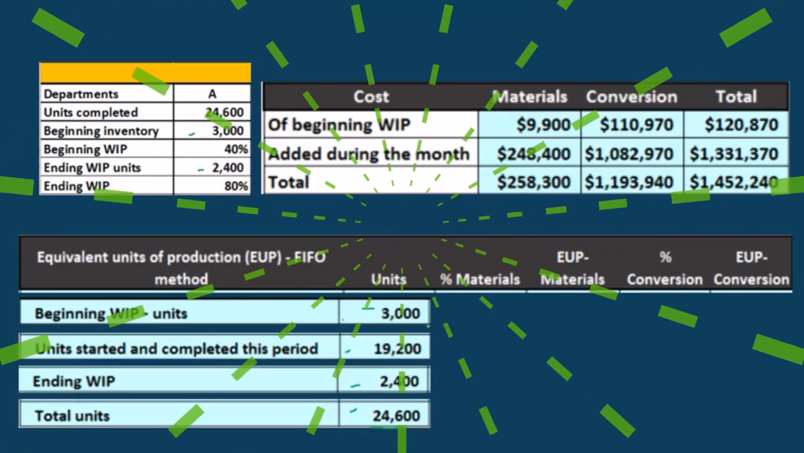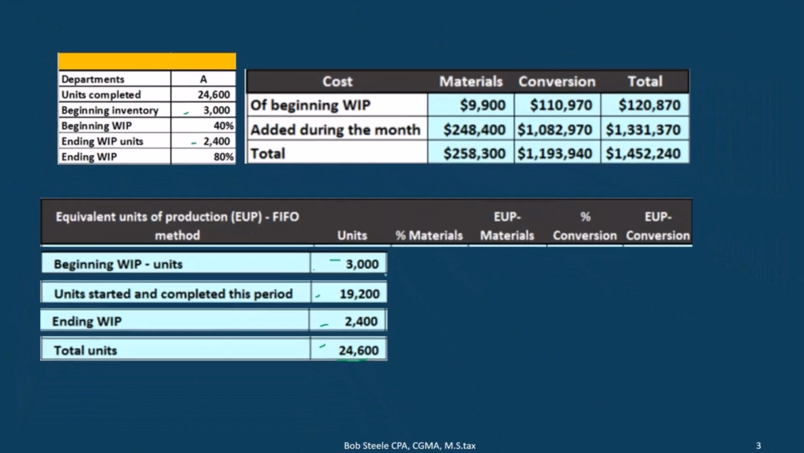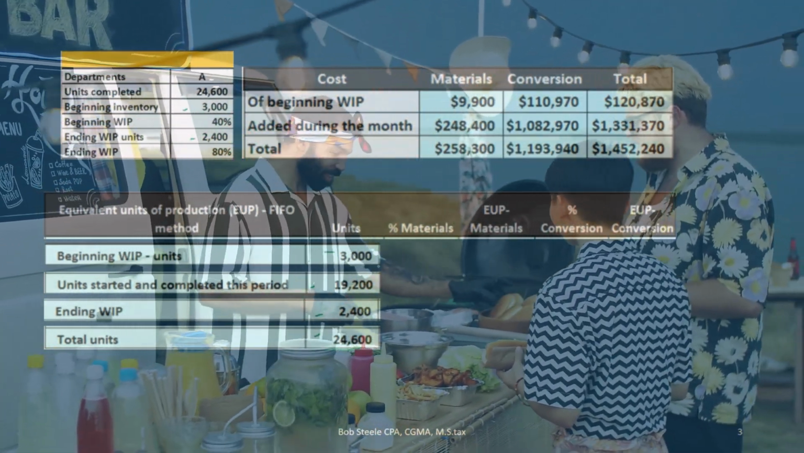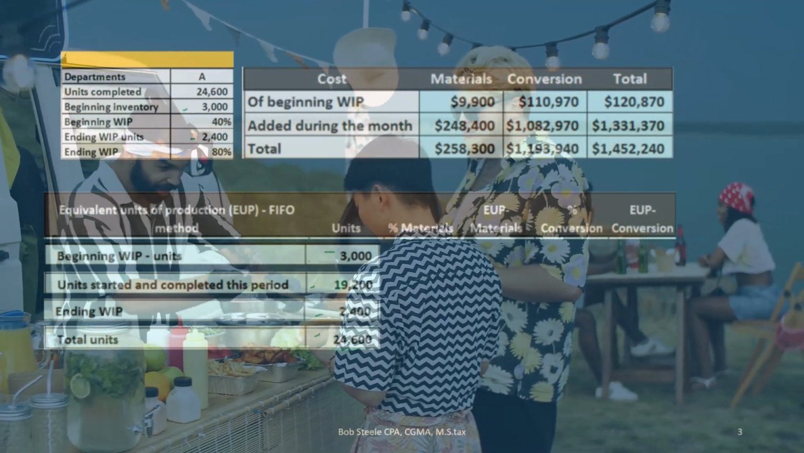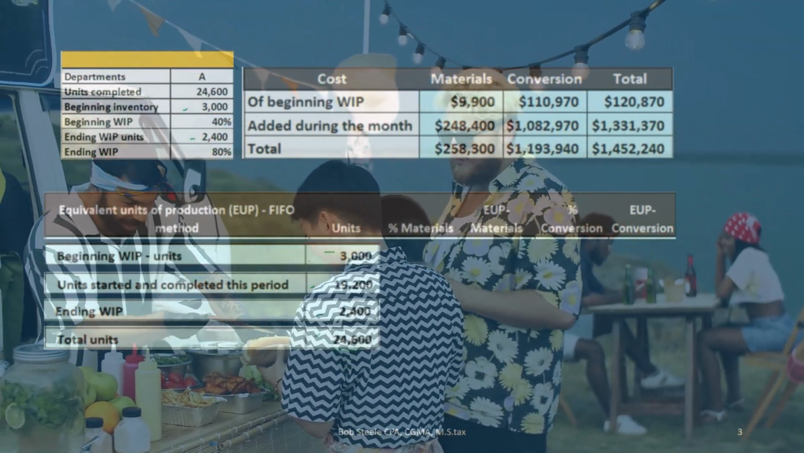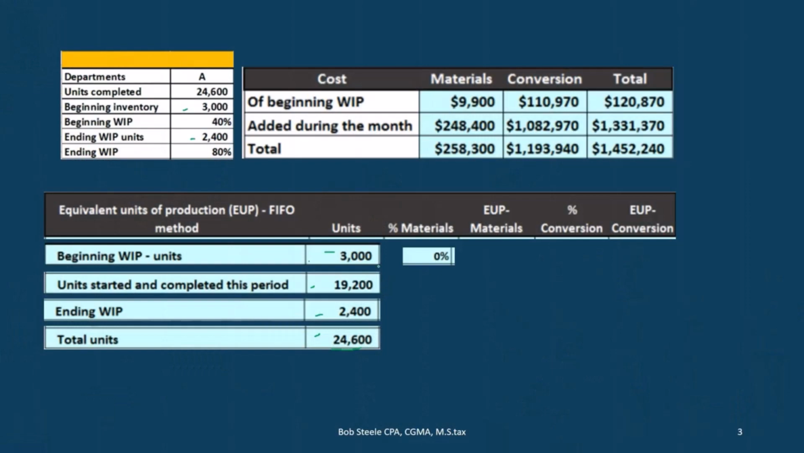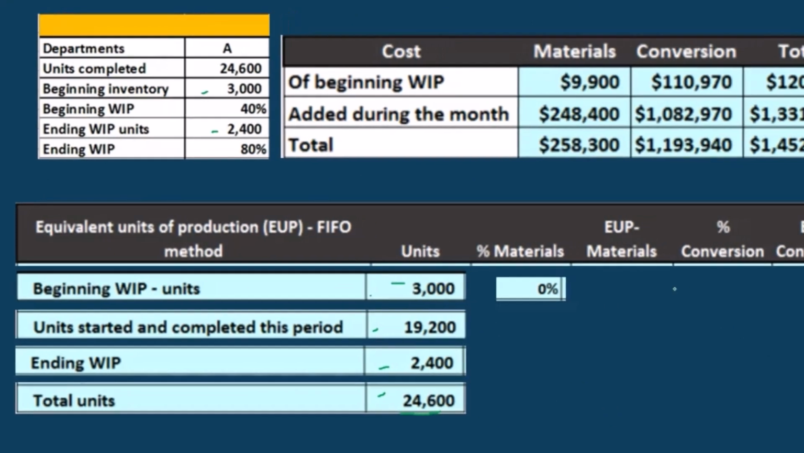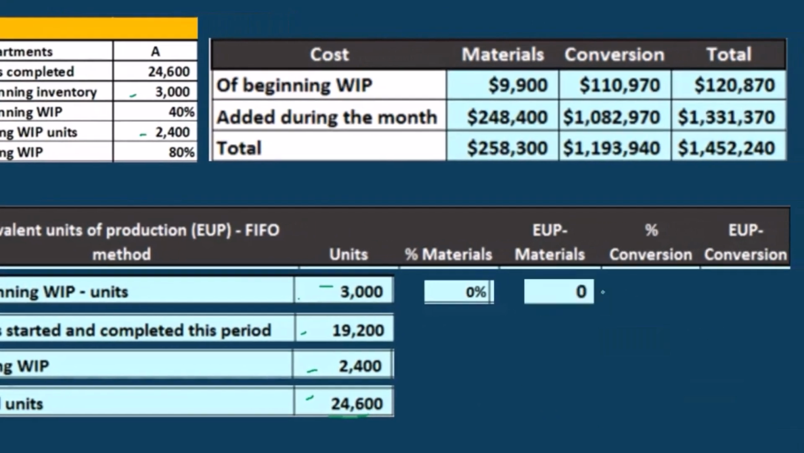say if we're like making some kind of bread or something like that, and the dough was already in there, that's the first thing that goes in there. We're not putting any more dough in there. It was already in there. We just need to convert it or finish converting it to the ending product. So here there's 0 in terms of materials, because nothing's going to go in this time period, because it was all in there last month, and therefore we have 0.